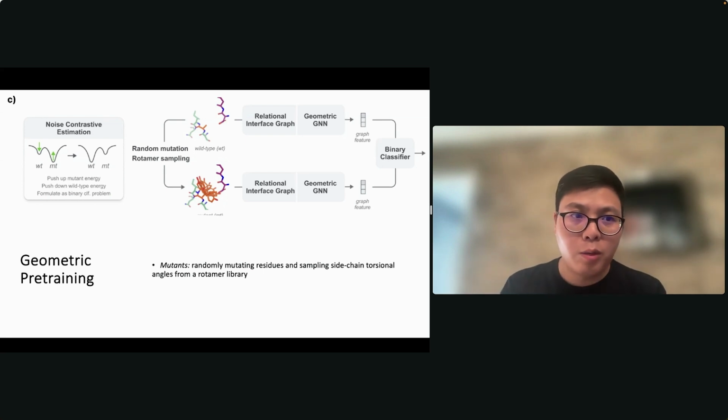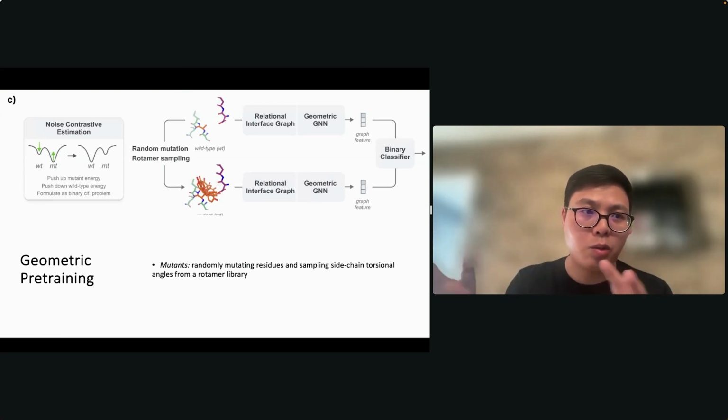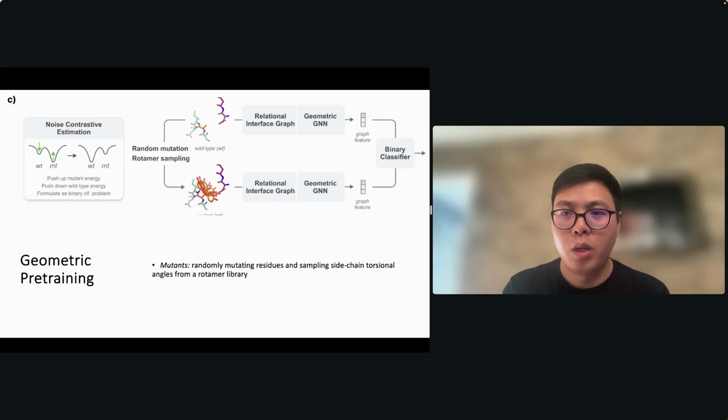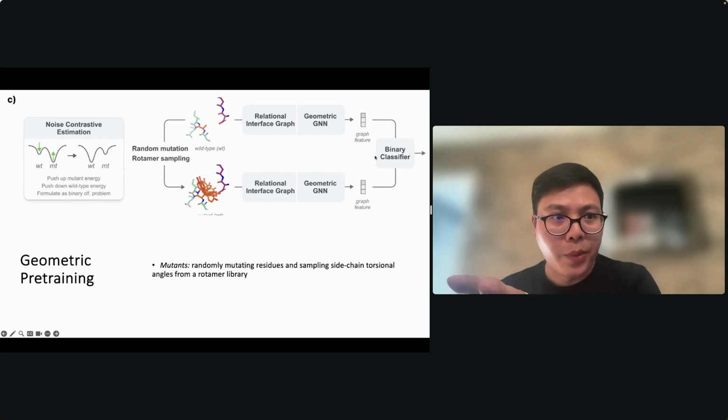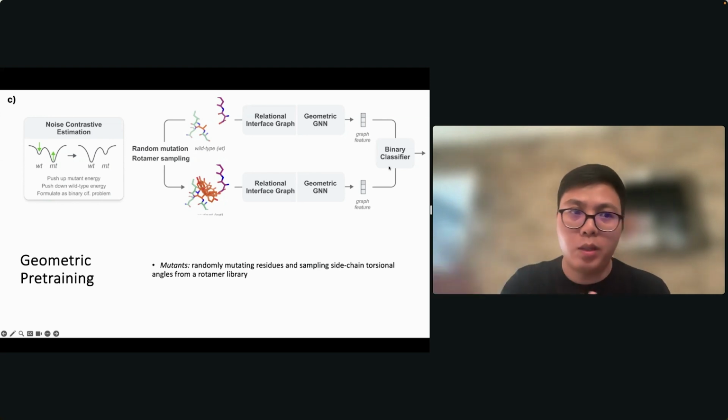But for the mutated residue, we also quickly update the structure with some efficient sidechain structure prediction model. For example, we can sample from the rotamer library. We can also optimize with some physics-based approaches. Now we have these two different structures, and we want to distinguish whether this is a natural complex, a natural interface, or a mutated one. So we use graph neural networks or geometric deep learning to encode the two different 3D structures, and then we build a classifier to distinguish the two. So this is the pre-training stage.